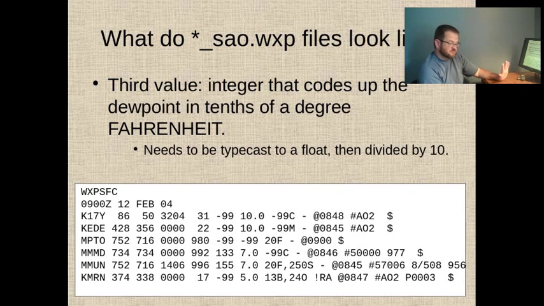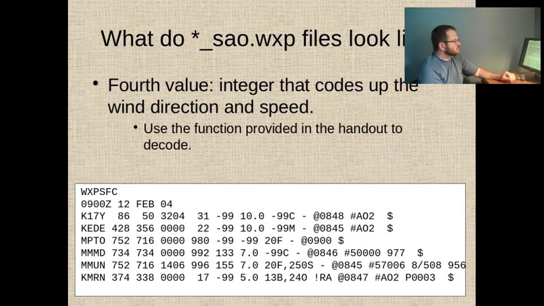Pretty straightforward. Again, the textbook makes this more clear, I think. The fourth value is the integer that codes up the wind speed and the direction. For now, just read that. I'll be able to help you in a little while. Getting those 4 digits out into a wind speed and a wind direction is a little trickier. I'll be giving you that kind of information.